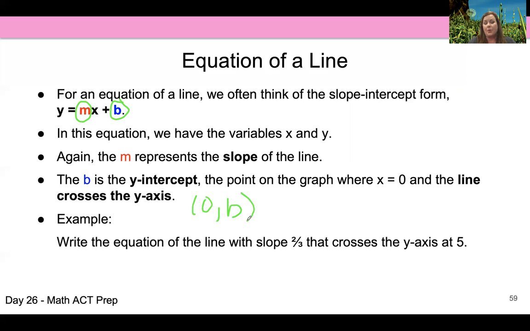Here's our example. If we've got an equation of a line, they're giving us the slope, this is m, and it crosses the y-axis at 5, this is b. We just plug it into this equation here. And you're going to get y equals, slope is 2/3, plug in, that should be an x. Oh, that's a typo, that should be an x. 2/3 x plus 5.